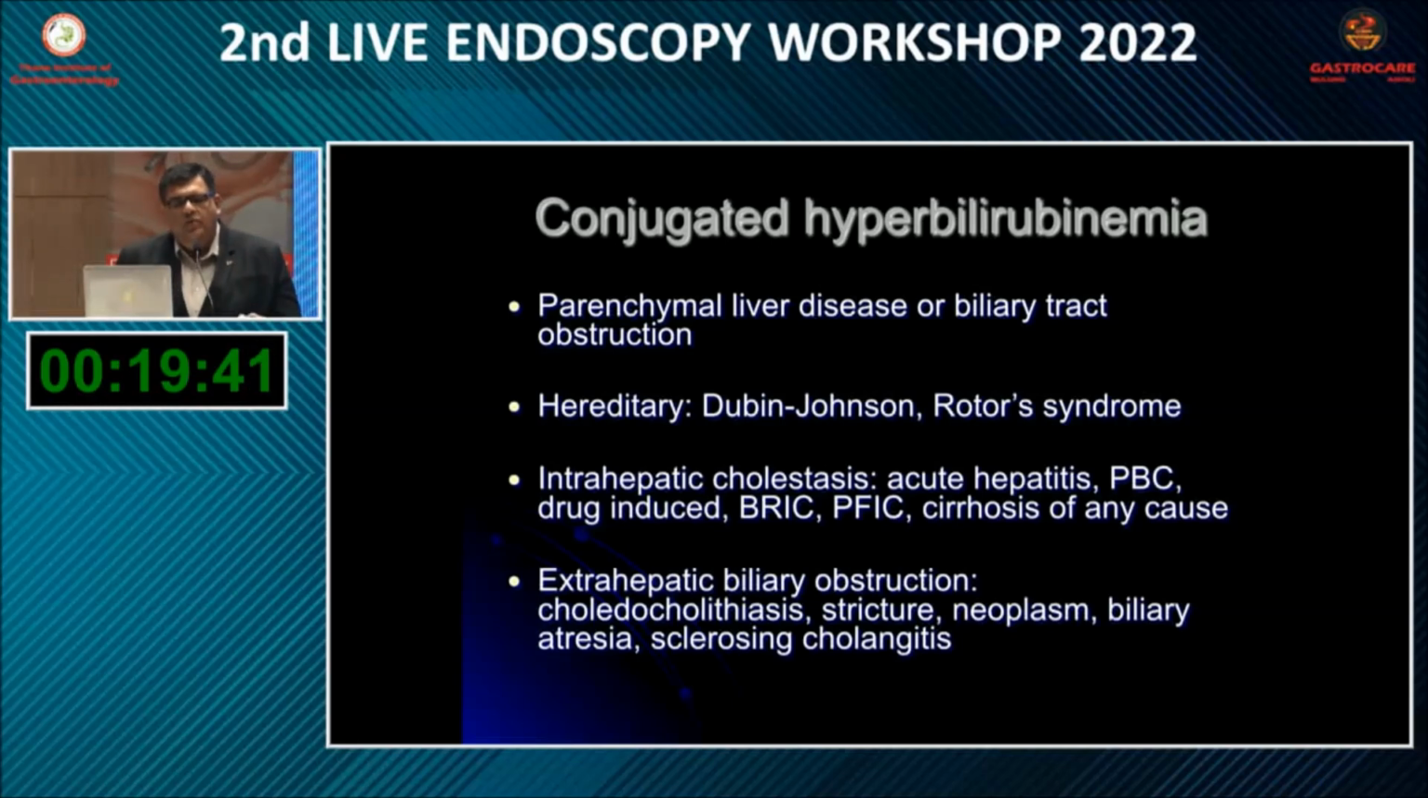On an ultrasound of the abdomen, if you find dilated IHBR, that is intrahepatic biliary radicals, dilated CBD, hugely distended gallbladder, any of these findings, then we are dealing with an obstructive jaundice rather than an intrahepatic cholestasis. But if you don't have any of these findings, then you are in all probability dealing with an intrahepatic cholestasis, and therefore you should investigate for all intrahepatic causes.